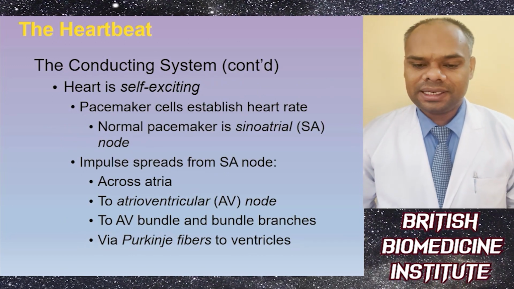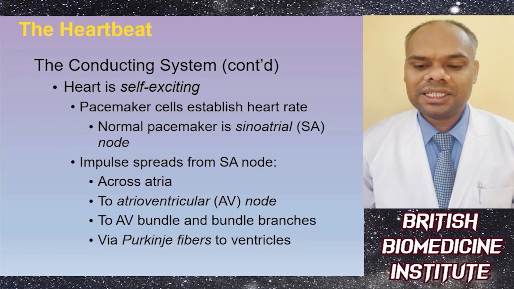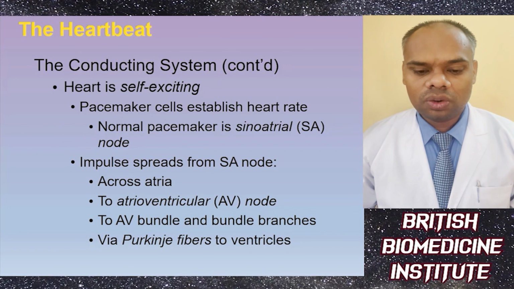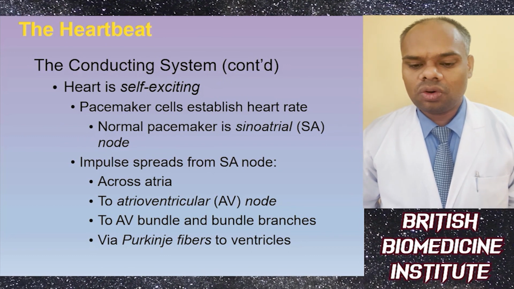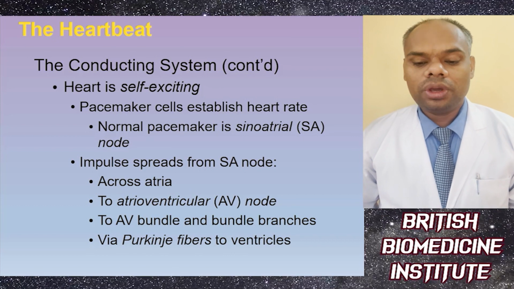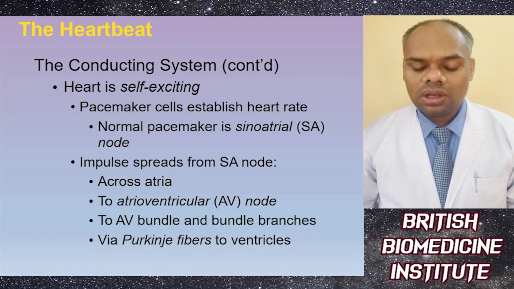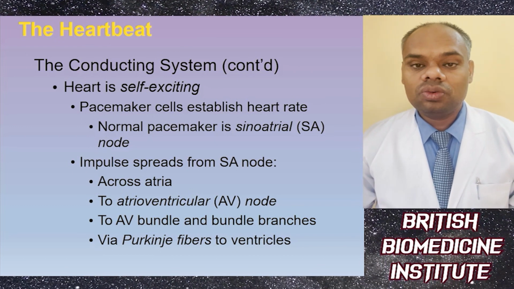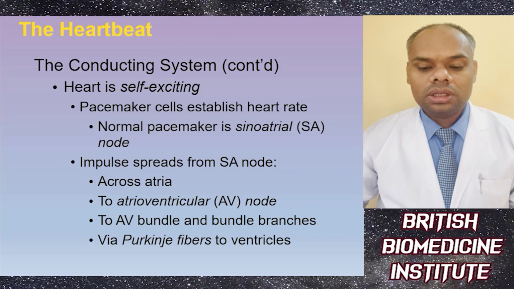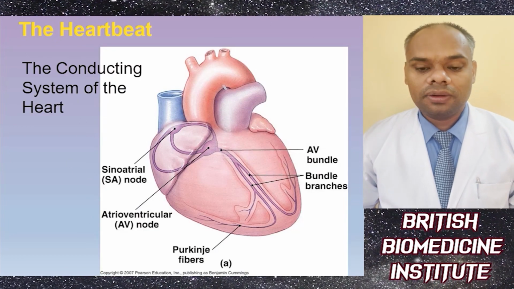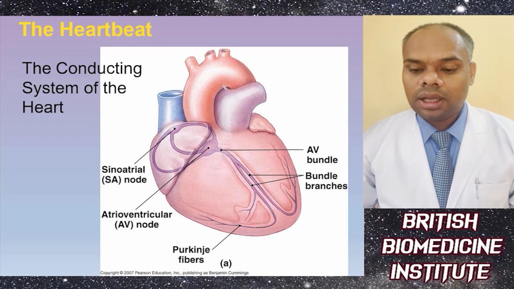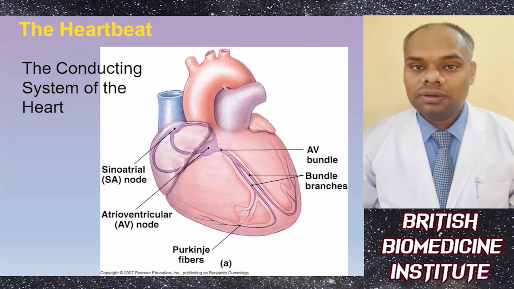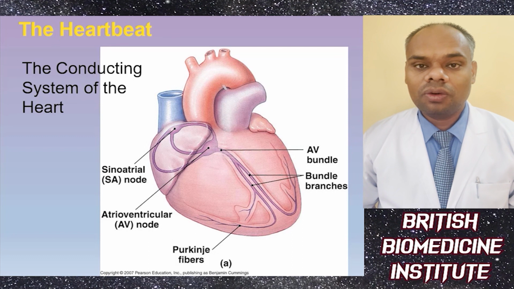The heart is self-exciting, and the pacemaker establishes the heart rate. The normal pacemaker is the sinoatrial, SA, node. The impulse spreads from the SA node across the atria to the AV, or atrioventricular, node, then to the AV bundle and bundle branches, and via Purkinje fibers to the ventricles. This is the conduction system of the heart, where the AV bundle, bundle branches, Purkinje fibers, atrioventricular node and sinoatrial node help in contraction and conduction of the action potential.